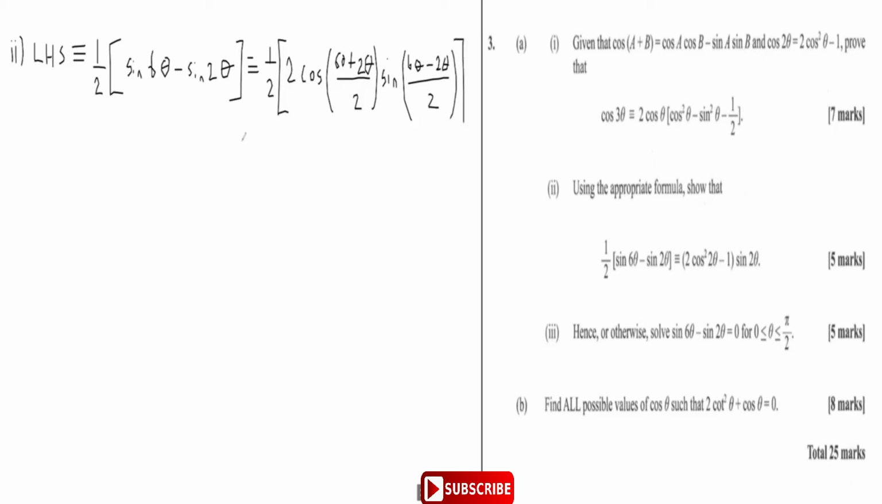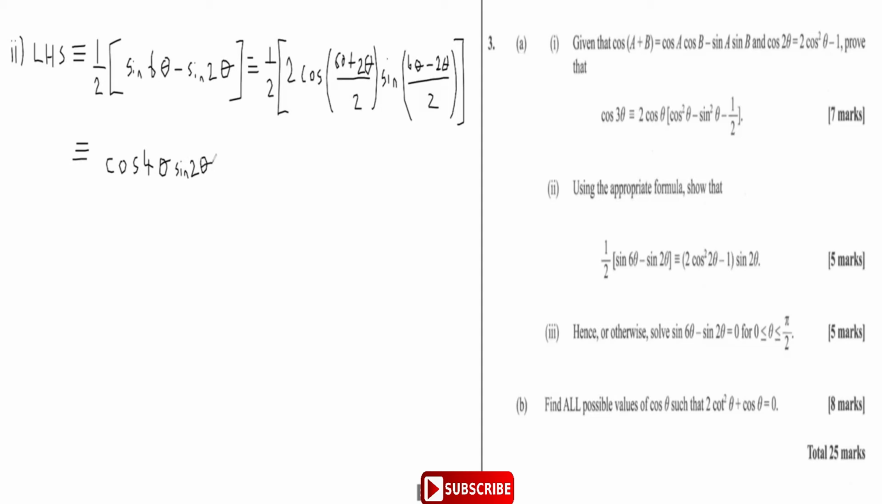Once you get to this stage, you can say, all right, not a problem now. The half cancels the 2, and so it just works out to be the cosine of 6 theta plus 2 theta over 2, which is the cos of 4 theta. And then 6 theta minus 2 theta is 4 theta, and 4 theta over 2 is 2 theta. So we get cos 4 theta sine 2 theta. That's what we get.